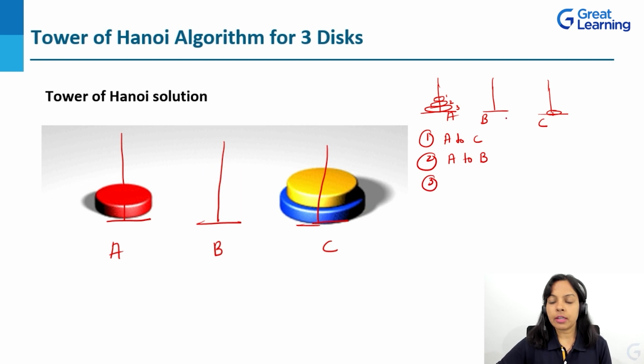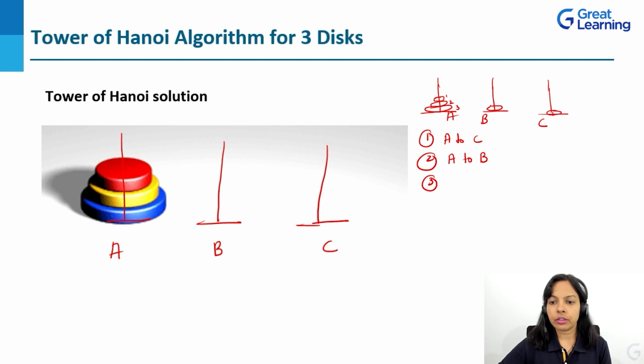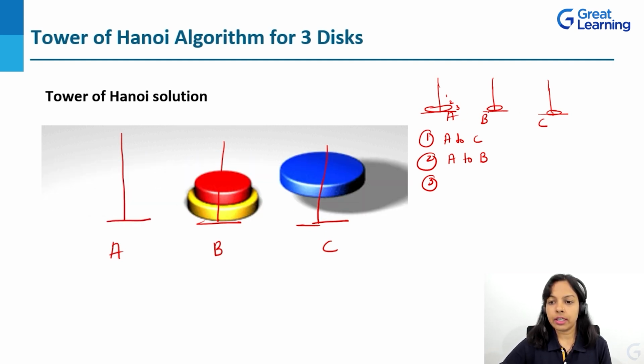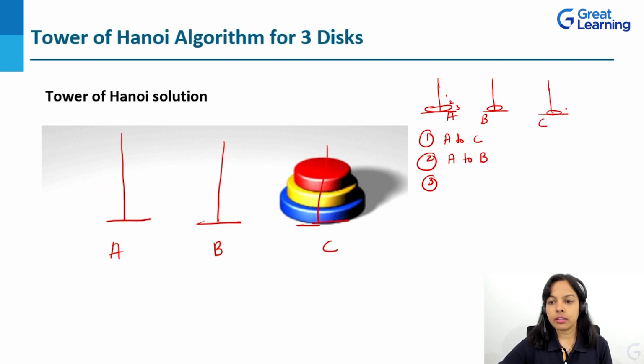Now, the third step is that I have to shift back. So this smallest one is shifted over here. Now in the tower C, at this particular step, this is how it looks like. In tower A, there will be the largest one. In B, the next smallest, and in C, the smallest one will be there. Disk 1 is here, disk 2 is here, and disk 3 is here.